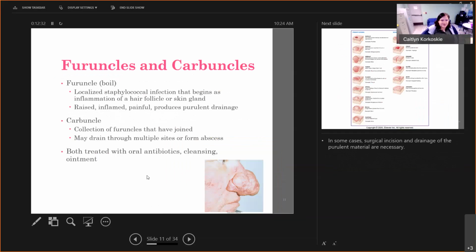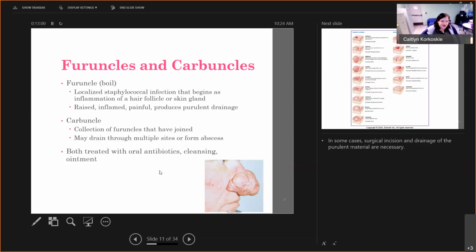All right, so a furuncle is a type of boil that lays underneath the skin, and we'll go over the different types here on the next slide. But it's a localized type of staph infection that begins as an inflammation of a hair follicle or skin gland. So it's really localized. It'll be a raised, inflamed, painful bump that sometimes will start draining on its own.